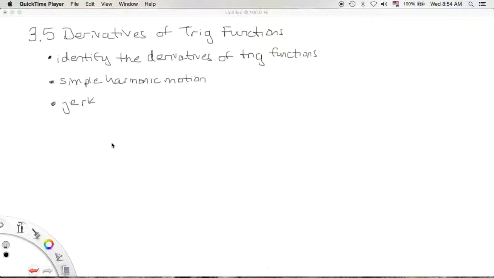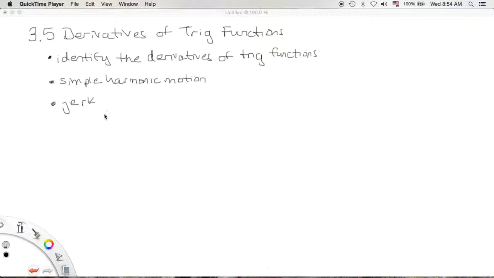Derivatives of trig functions is 3.5. We're going to talk about three basic things. We're going to obviously talk about the derivatives of trig functions. We're going to identify what each of those are. And we're also going to introduce simple harmonic motion, which is a periodic motion and uses the trig functions.